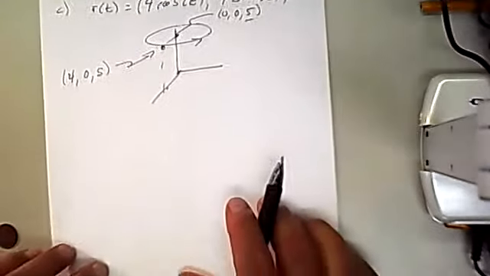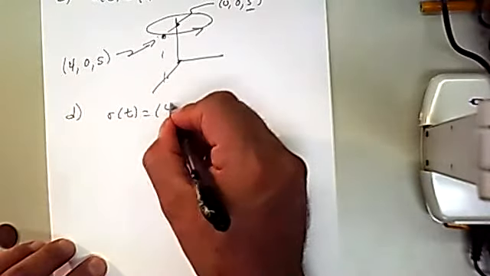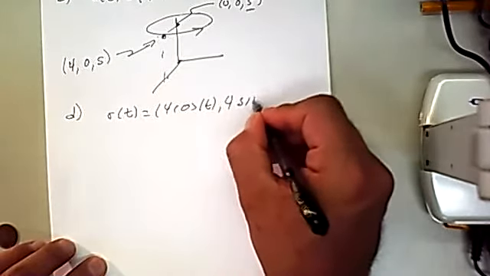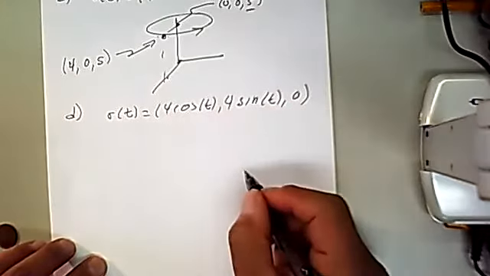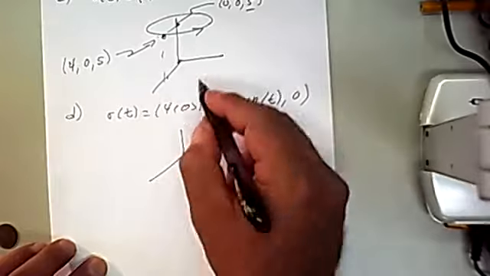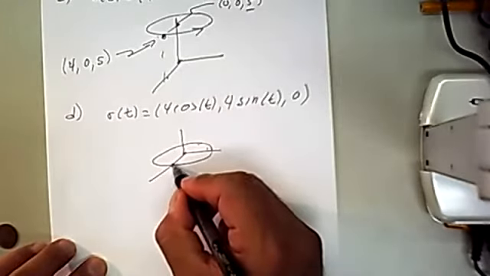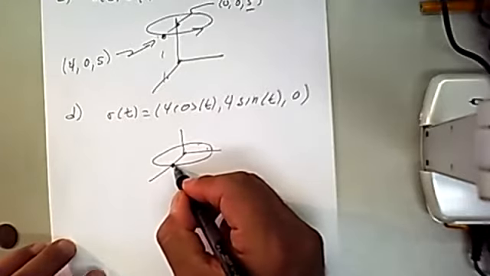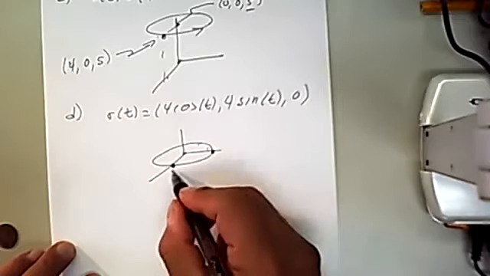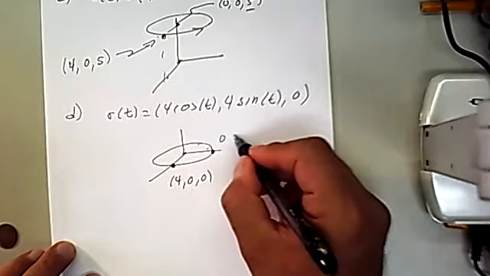If we have, as an example, D, r of t equals 4 cosine of t, 4 times sine of t, and 0 instead of 5, then we have the same circle in 3 dimensions, but down here. So this point is on the x-axis, this point is on the y-axis. This point will be 4, 0, 0, and this one is 0, 4, 0.